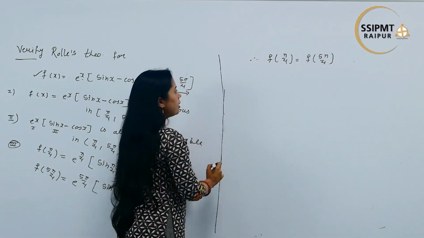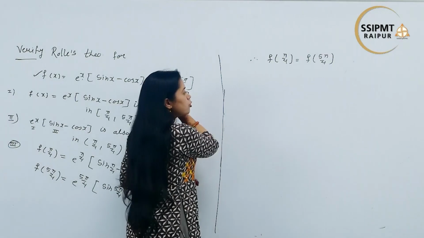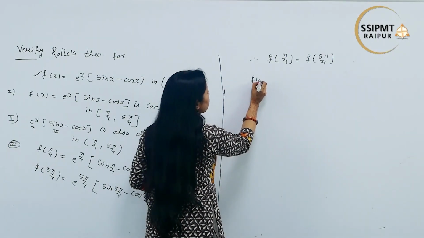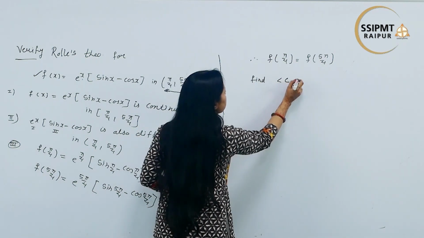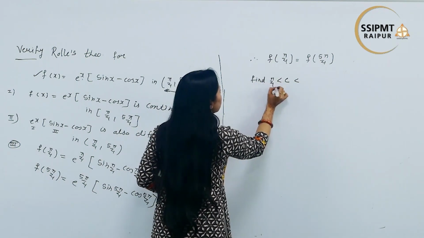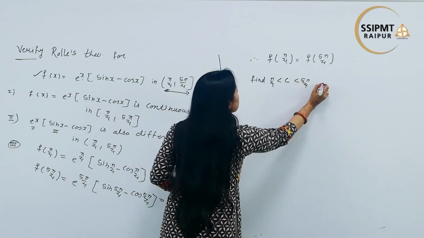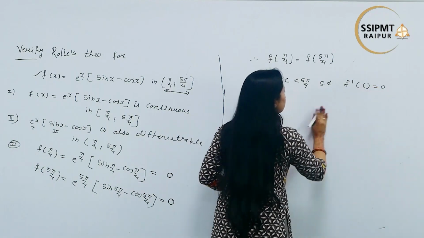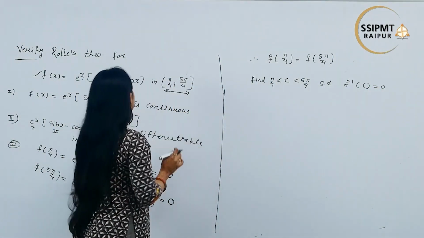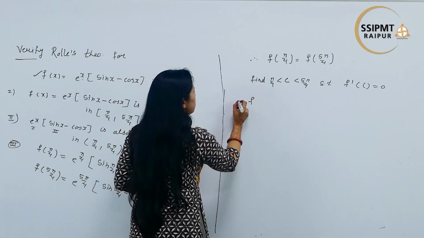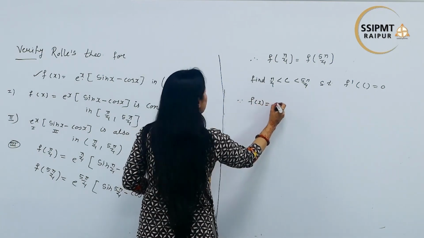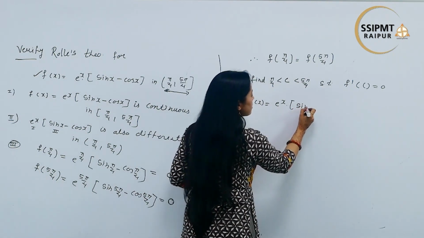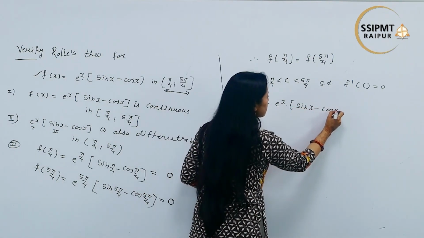Therefore, we can apply Rolle's theorem over here. So, we find a c between pi/4 and 5pi/4 such that f'(c) is equal to 0. So, first we find f'(x). Since f(x) is e^x (sin x - cos x).